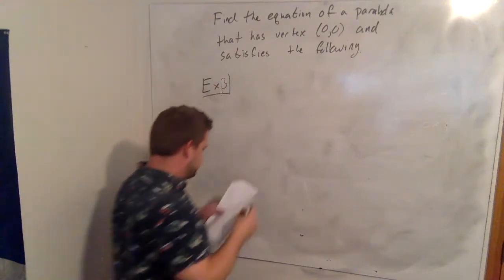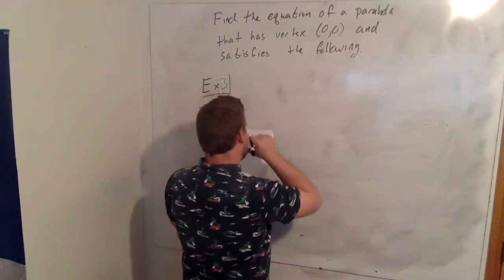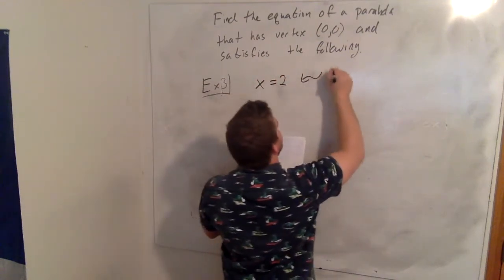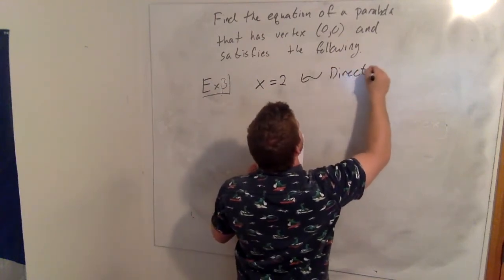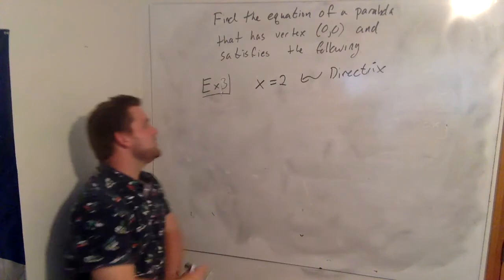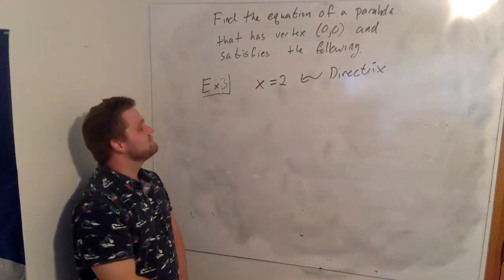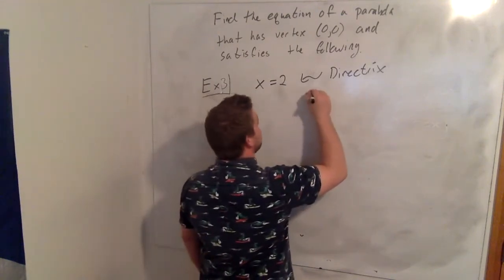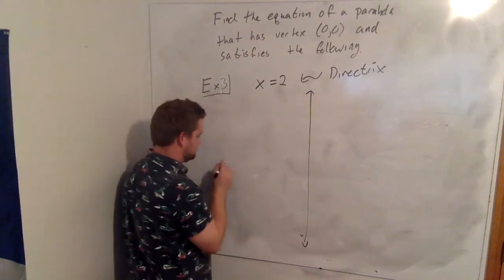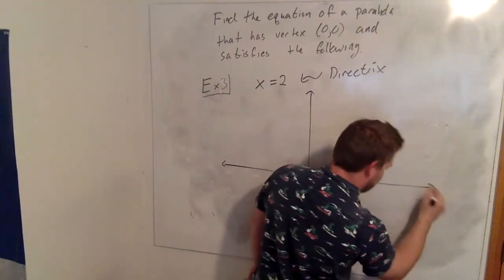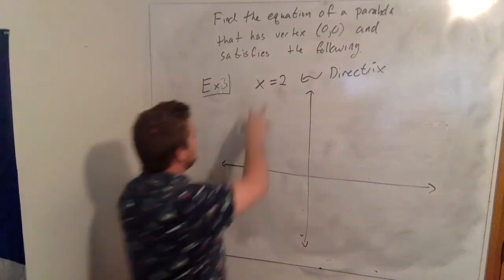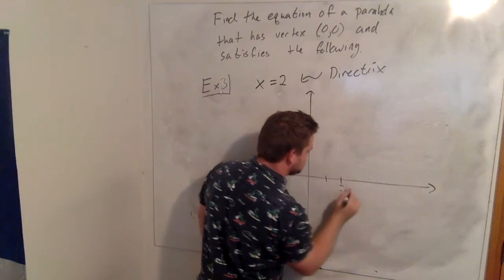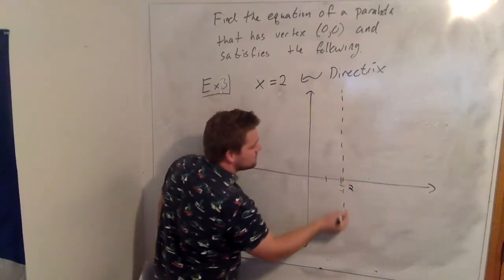Let's say the parabola has the directrix, the line x equals 2. This is the equation of the directrix. Let me go ahead and pause the video and see if you can come up with the equation of this parabola here. Okay, let's do it. Let's draw a picture. The directrix is the vertical line x equals 2. So here's our directrix.